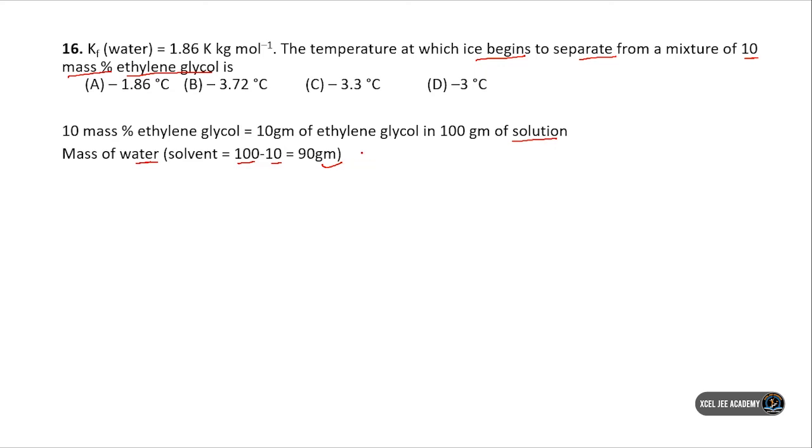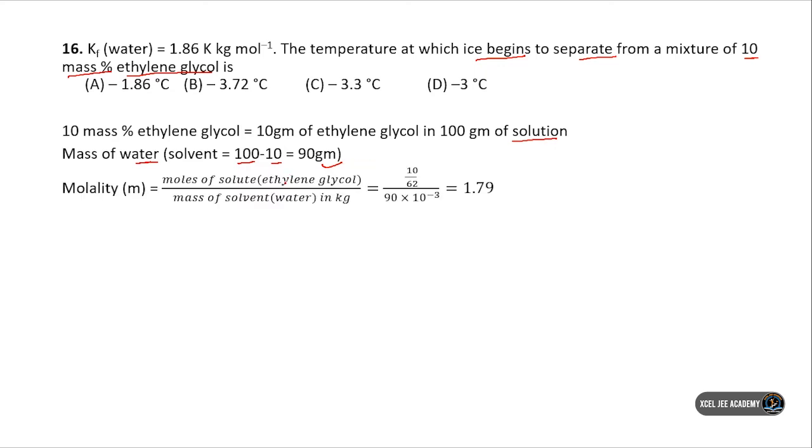Now we have to find the molality, moles of solute divided by the mass of the solvent. So moles of solute is equal to 10 by 62, where 62 is the molar mass of ethylene glycol and 10 is the mass already present in the solution, and the mass of solvent is 90 grams. In kg we can convert it as 90 multiplied by 10 to the power of minus 3. On calculation it will give you molality equal to 1.79.